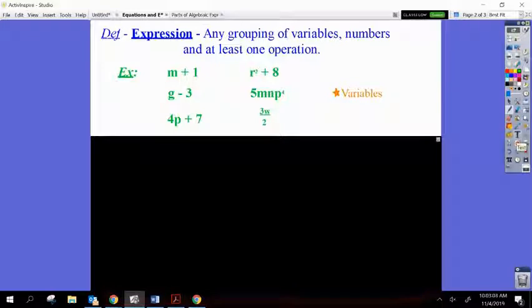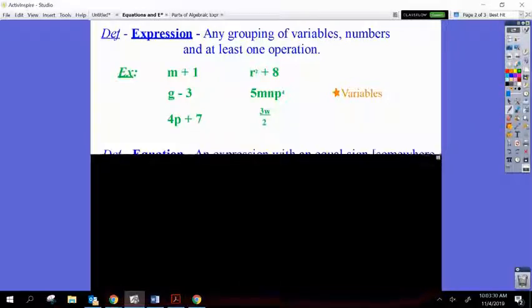Here's another expression that students often get wrong. X, Y. It's got only variables, doesn't have numbers, that's okay, but it does have a math operation, which is, of course, the multiplication between the two. If you don't have a math operation, you don't have an expression. This is just the number 7. That's not an expression. You have to have some sort of math operation in order for it to be an expression.